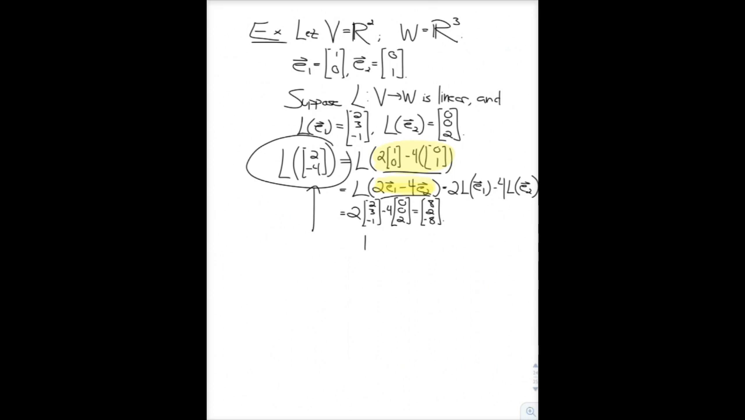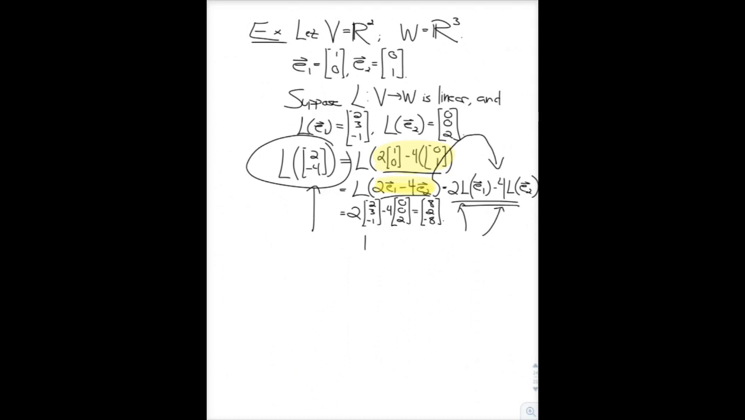And now, important step, from here to here, I am using the fact that L preserves both vector sums and scalar multiples. First, I use the fact that I just obtained above, that since L preserves vector sums, it also preserves vector differences. So that L of 2E1 minus 4E2 is L of 2E1 minus L of 4E2. And then I pull those scalars 2 and 4 out, here and here, so that I get this thing right here.